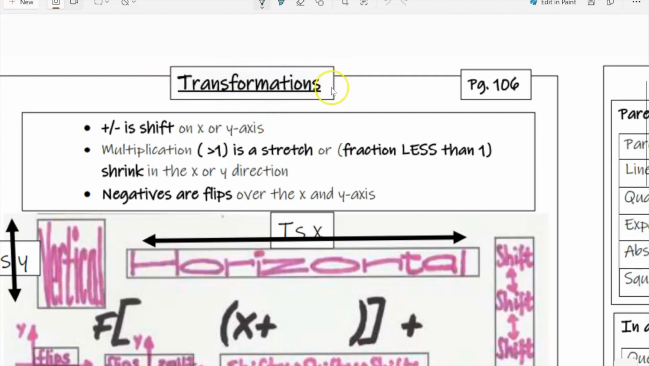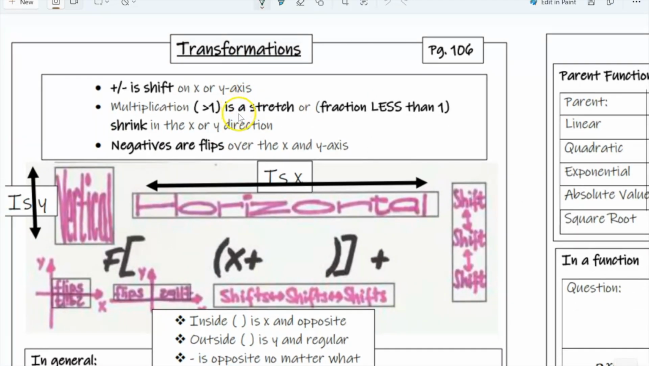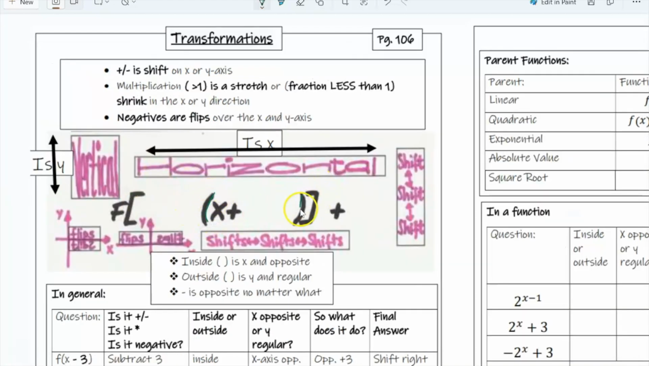All right, so this is another review for transformations. I'm not going to spend too much time going over it, but I'm just going to recap the rules really quickly. Here's the parentheses of that function. If you see a plus or minus right there, it's a shift in the x or y axis.